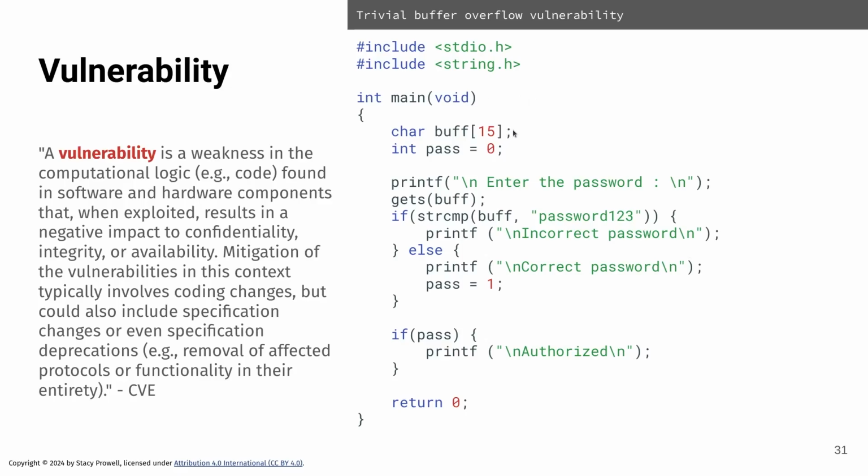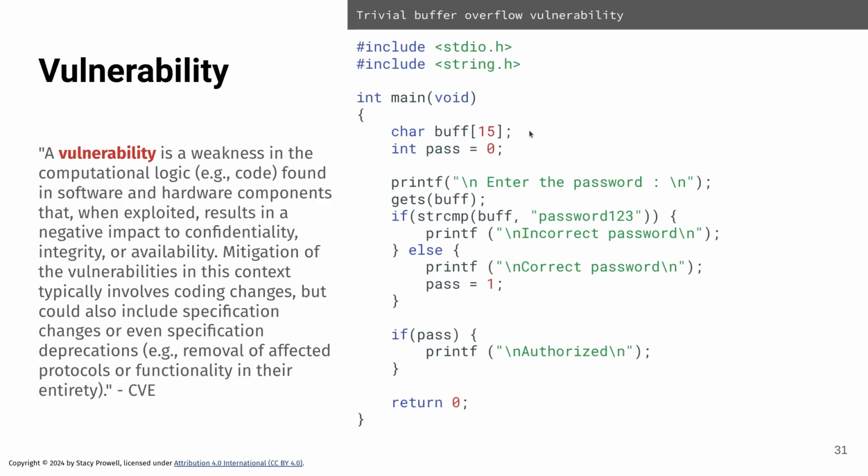So we create a buffer of 15 bytes. We ask for the password, and we just read it straight into the buffer. We compare it to a password, and if it doesn't match, it's incorrect. If it does match, we say it's correct, and we set pass equal to 1. And then later on, if pass is set, we say we're authorized, and we do whatever authorized stuff we need to do. But look how things are set up.